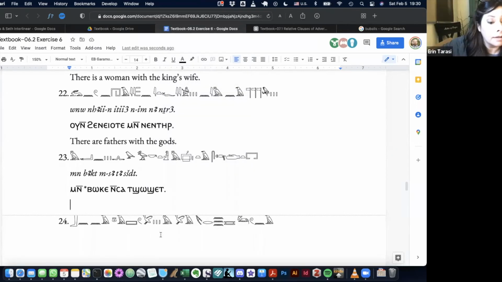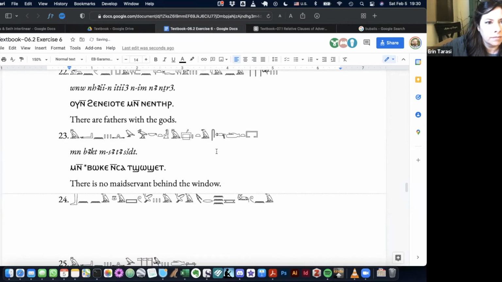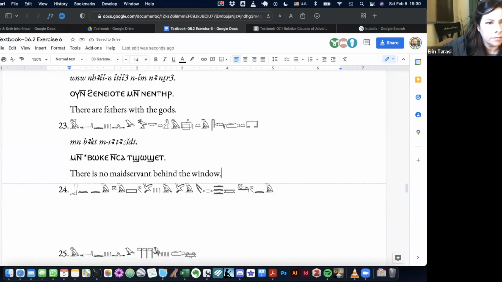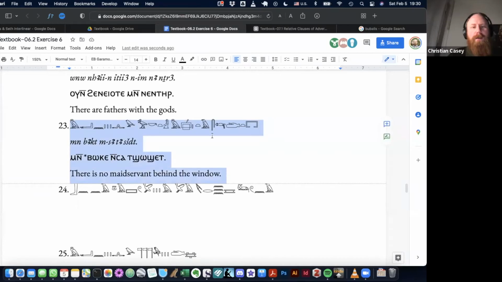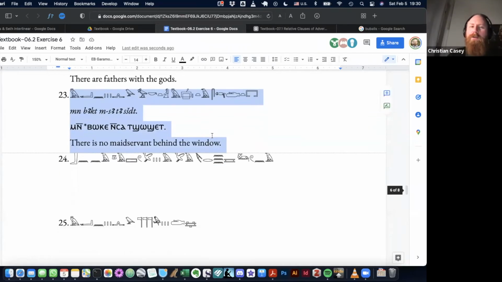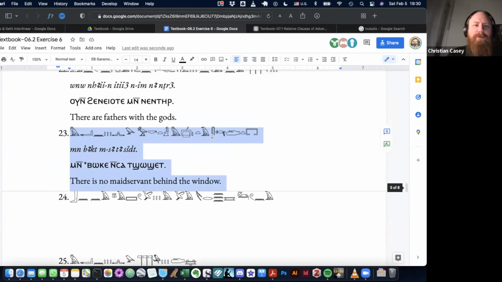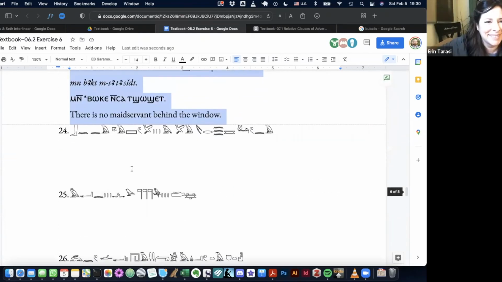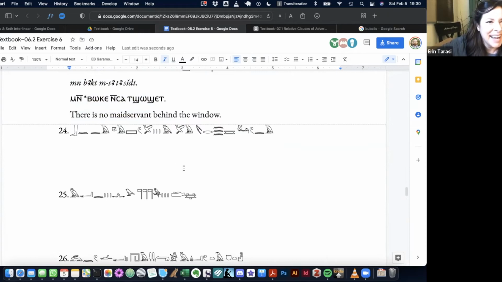Okay. There is no maidservant behind the window. This one, I didn't intend this, but there's kind of a Victorian horror vibe to this one. I don't know. I mean, I'm just making things up at this point. That's what I'm talking about.